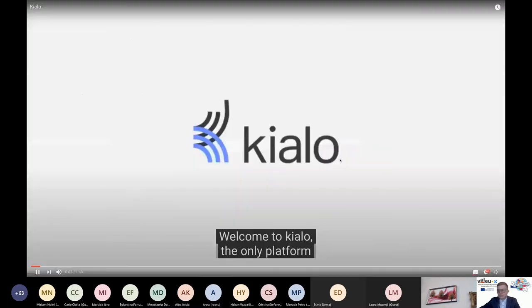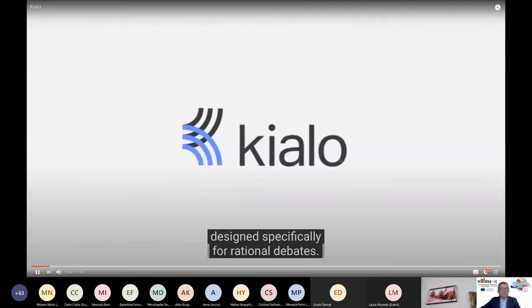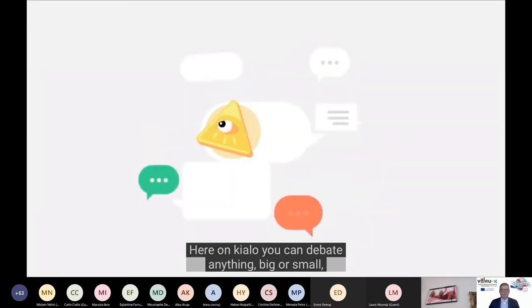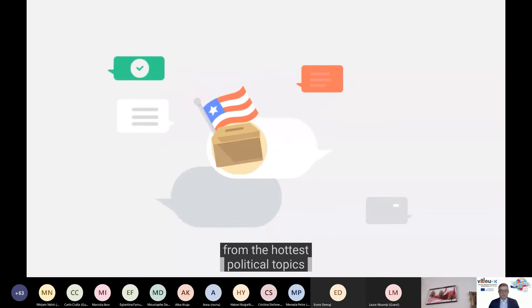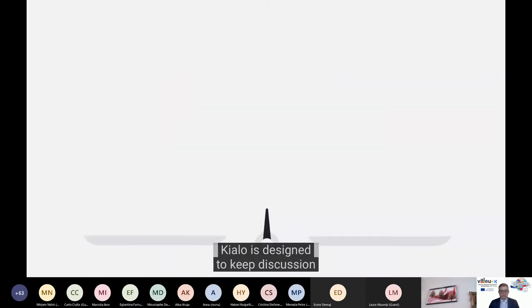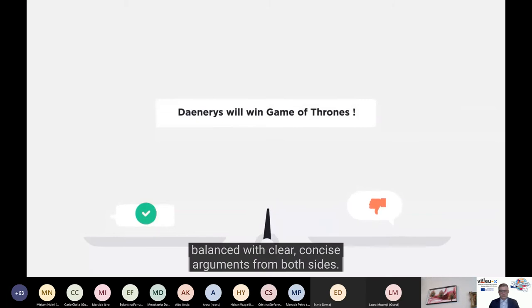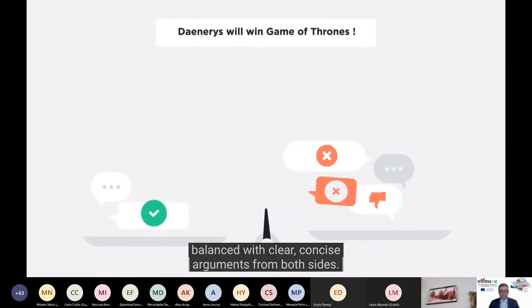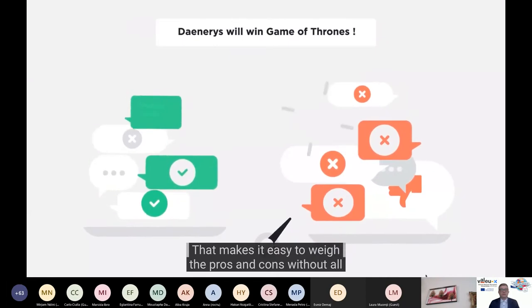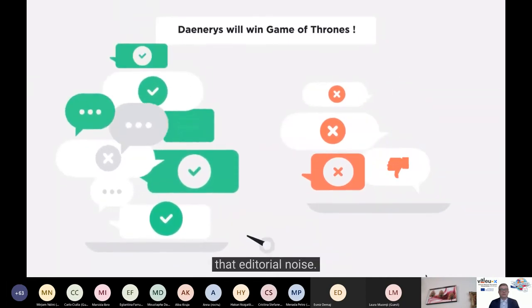To Kialo, the only platform designed specifically for rational debates. Here on Kialo, you can debate anything, big or small, from the hottest political topics to important company decisions. Kialo is designed to keep discussion balanced with clear, concise arguments from both sides. That makes it easy to weigh the pros and cons without all that editorial noise.